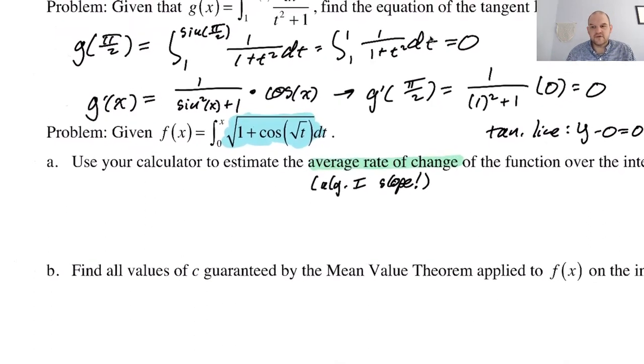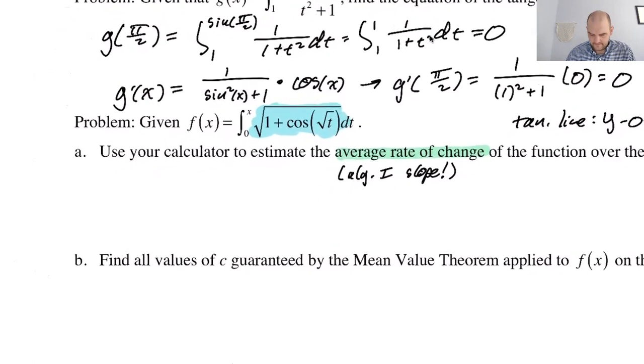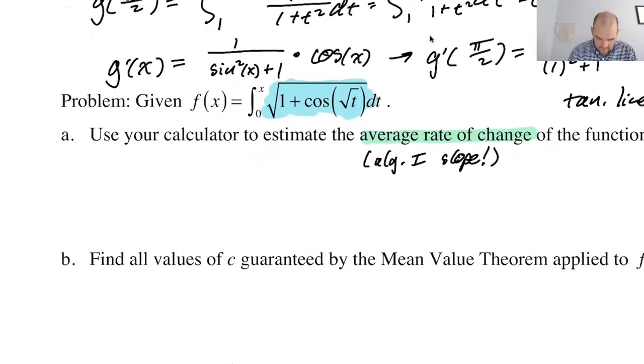All right, so we're trying to find it on 1 to 3. So that's going to be f of 3 minus f of 1 over 3 minus 1. Okay, so that's the algebra 1 slope.